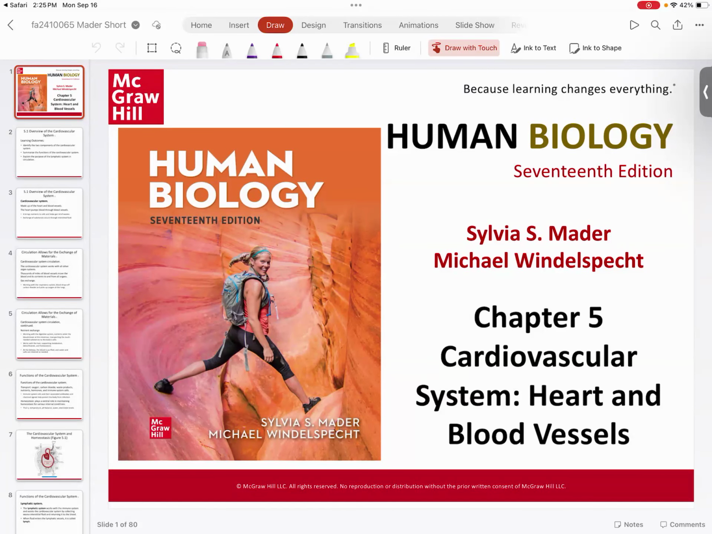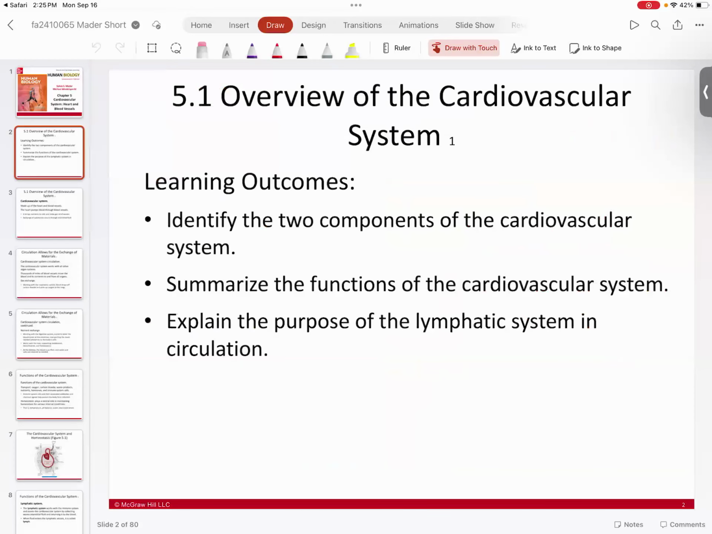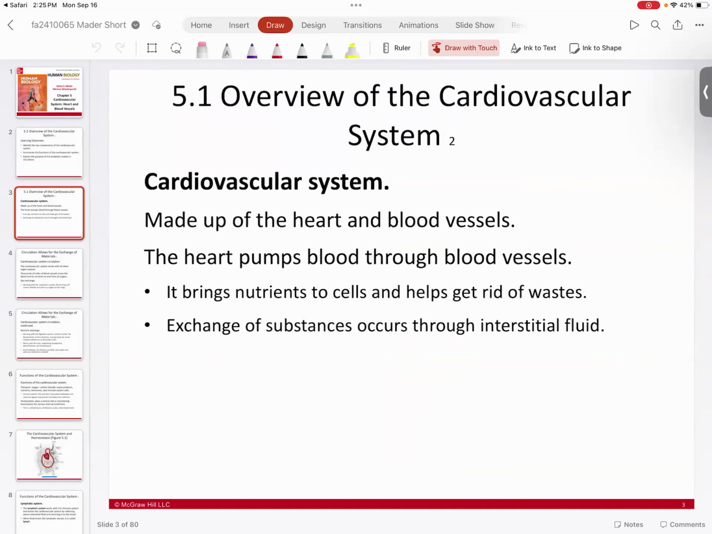Here we have it, chapter 5, cardiovascular system. So we're going to start off with the heart and blood vessels, and then chapter 6 will be blood. This is a really important system because this is our core visceral system, so there's a lot going on here. The cardiovascular system is basically made up of the heart and blood vessels, and we're going to be taking a look at each of those.